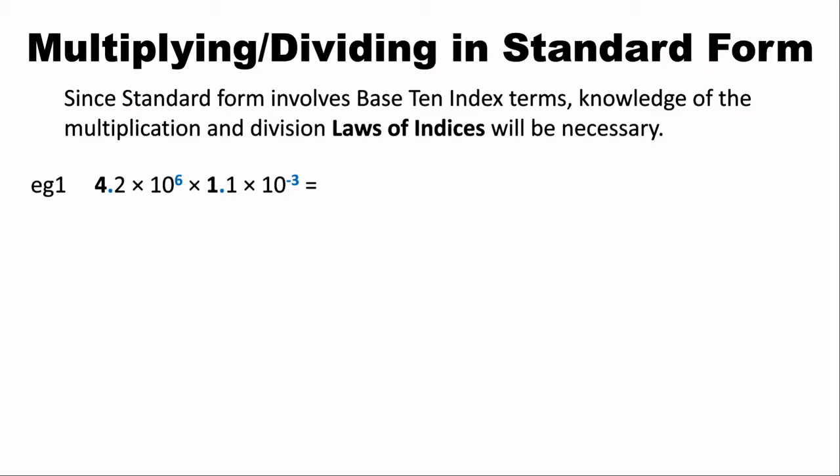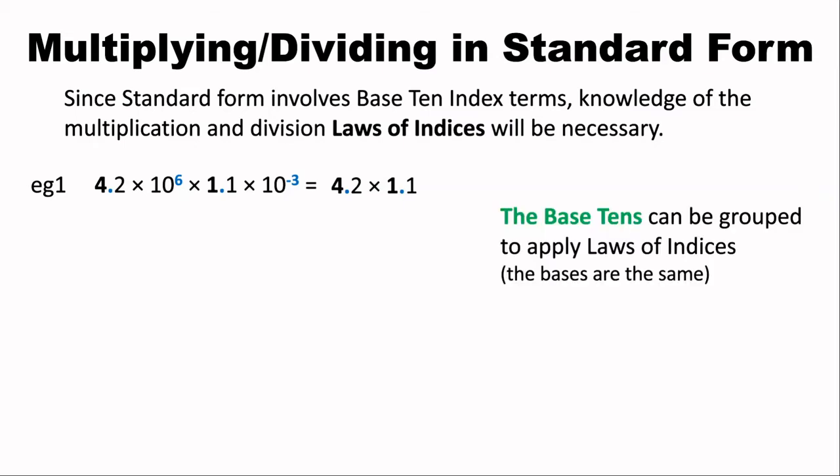So here I'm multiplying 4.2 times 10 to the power of 6 times 1.1 times 10 to the power of negative 3. And I am not going to expand these values out, although we've already seen them expanded out previously. What we're going to do is multiply together the non-base 10 parts, so 4.2 times 1.1, and then we're going to use laws of indices to multiply together the base 10 parts. Obviously, they have the same bases. 10 to the power of 6 times 10 to the power of negative 3. The multiplication law tells me I could add those indices together.